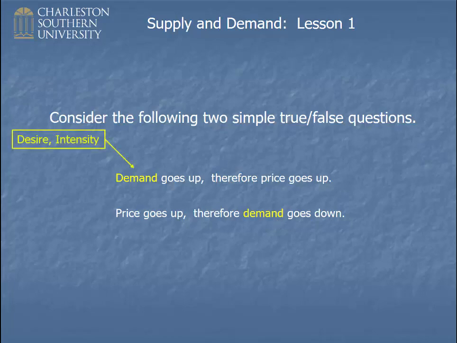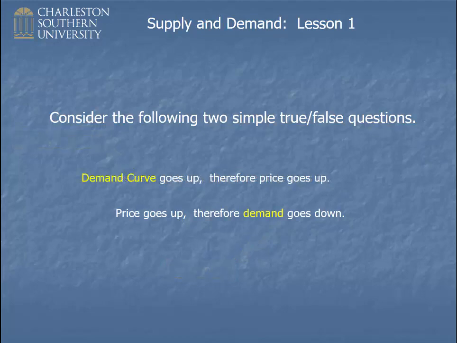In this first statement, that word demand refers to a desire or an intensity of something, how much you want a thing. You desire it more, therefore its price goes up. You want it more, therefore its price goes up. In the second case, this word demand doesn't refer to desire or wants at all. In this case, it just says that the price goes up, therefore you buy less. Demand goes down, you bought less. So this word demand refers to an amount, and this word demand refers to a desire or an intensity. You can't believe how much confusion that's caused students who are first studying economics.